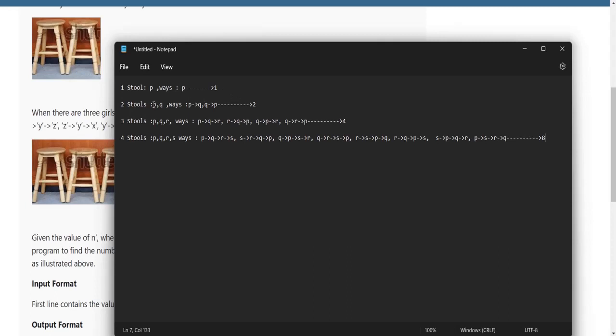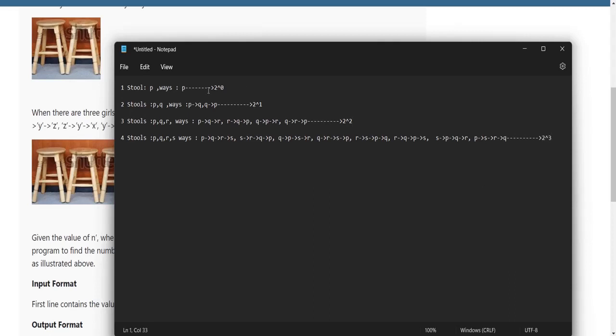So here we can see that if the number of stools is greater than 1, then the number of ways is always a multiple of 2. 1 is also a multiple of 2. So let me tell you how. 2 power 0 is 1. And we can also write 2 as 2 power 1. We can write 4 as 2 power 2, and we can write 8 as 2 power 3.